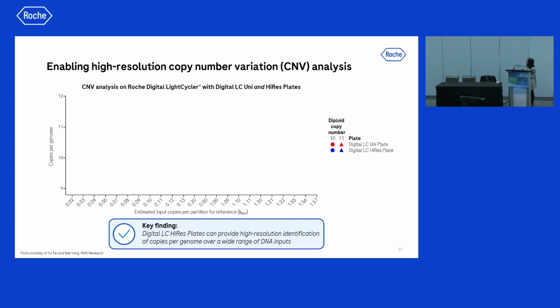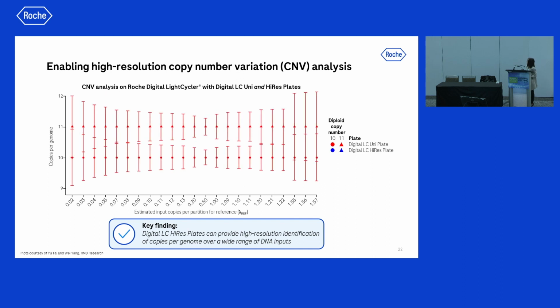So the 10 copies is going to be represented by a closed circle, and the 11 copies is going to be represented by a triangle. And we're going to showcase this by looking at both the uniplate, which has a little bit over 20,000 partitions, and the high-res plate, which has about 100,000 partitions, to really hit home why having more partitions is really impactful for copy number variation measurements.